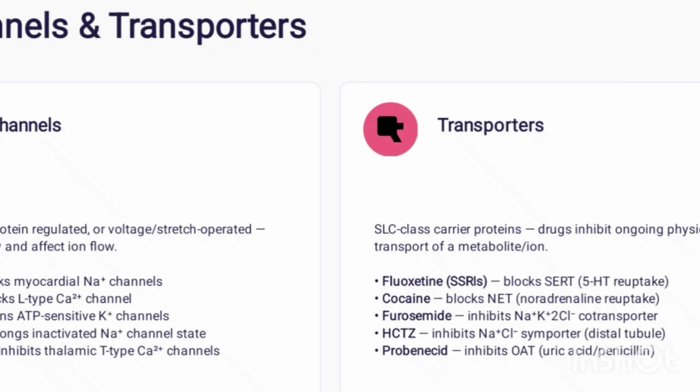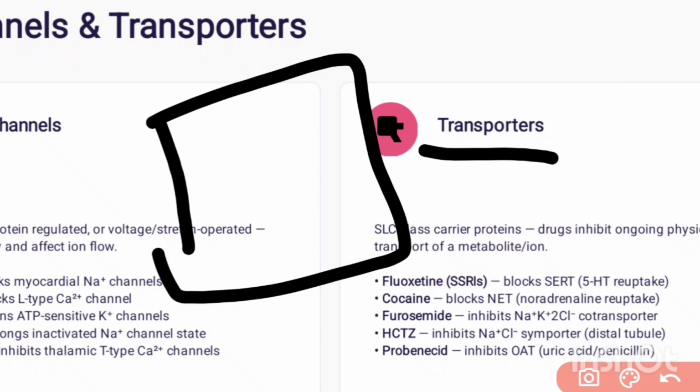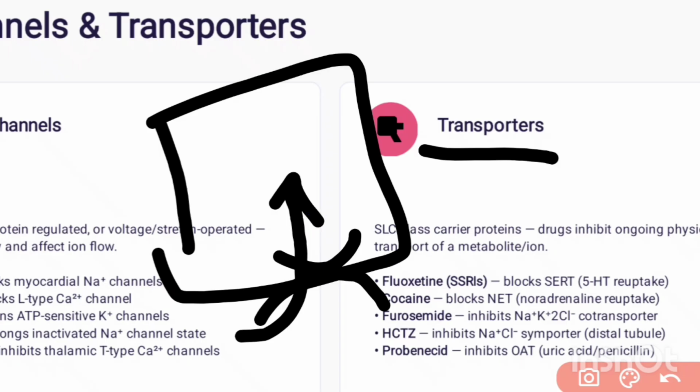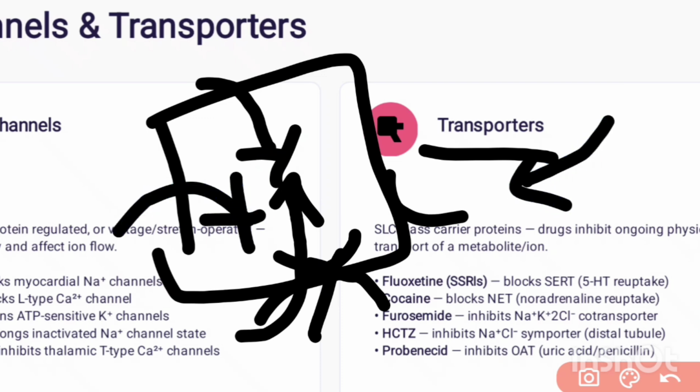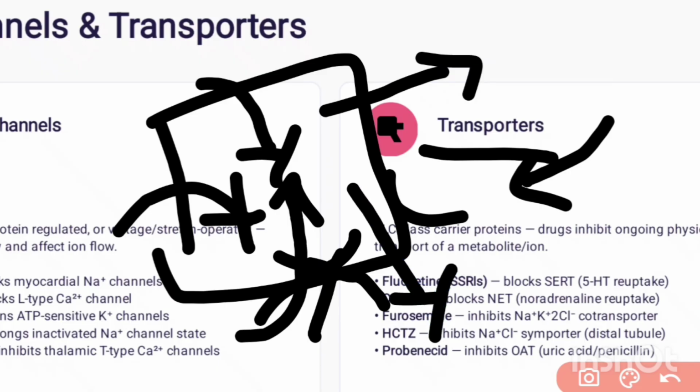The next targets are the transporters. These are also membrane proteins. They are responsible for the transport of certain ions, neurotransmitters, and various substrates across the cell membrane, which is why they also become drug targets. Unlike ion channels, which move ions only along the concentration gradient, transporters can move substances both against and along the concentration gradient, from lower to higher concentration and from higher to lower concentration.